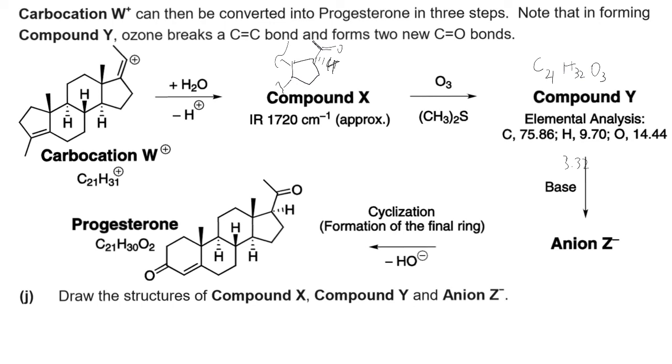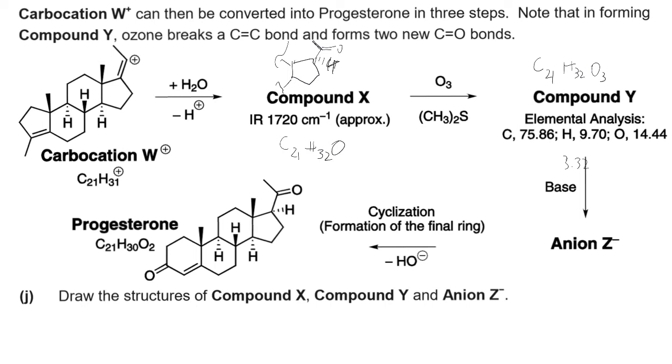So you can see that by looking at plus H2 and minus H+, that means we've overall added one H, one O, and removed the positive charge. So the molecular formula for compound X was C21H32O. Now looking at compound Y, we've retained the number of carbons and the number of hydrogens, and we've just increased the number of oxygens by 2.